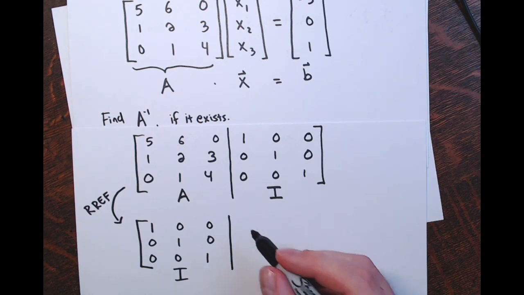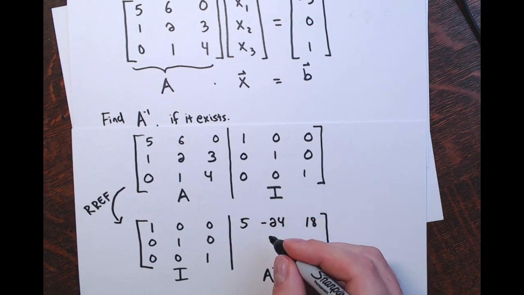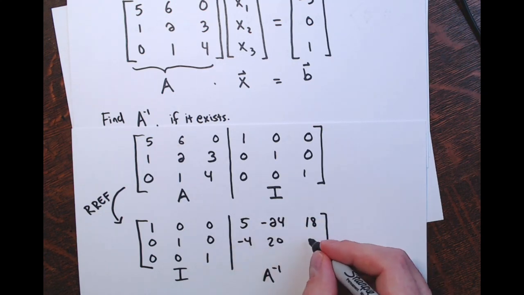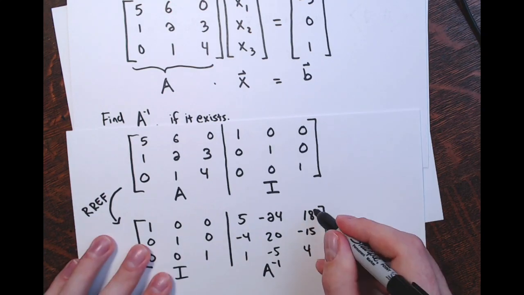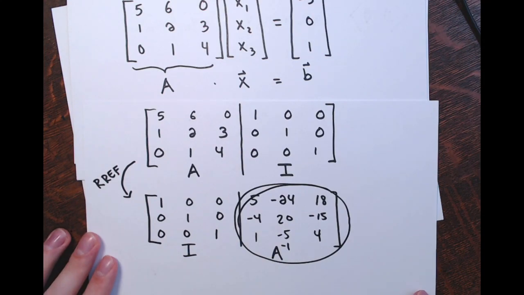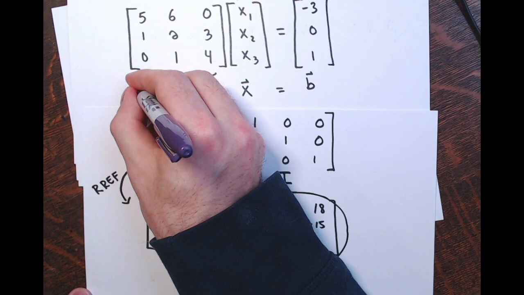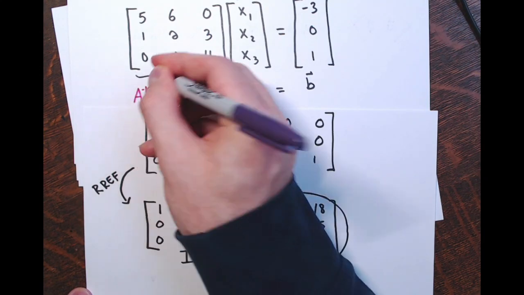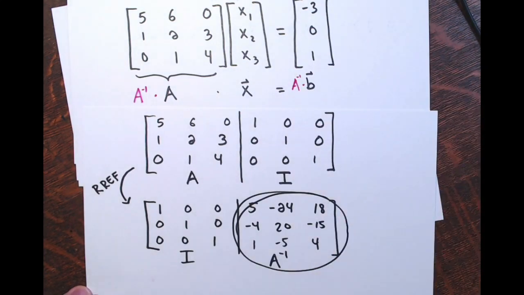In this case, it would be 5, negative 24, 18, negative 4, 20, negative 15, and then 1, negative 5, 4. So here, this 3 by 3 is A inverse. So I'm going to go back to the original system and multiply on the left. Since A inverse exists, I can use it. Multiply both sides on the left by A inverse. All right, so in doing that, we get the following.